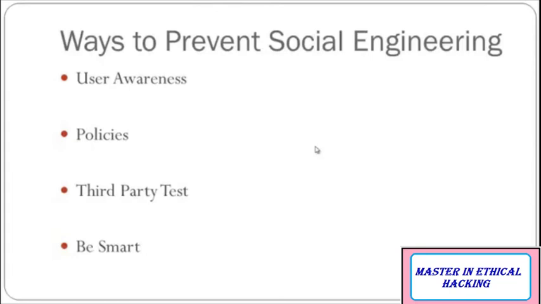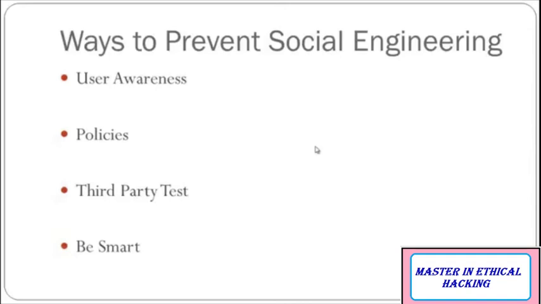That means a company should conduct some ethical hacking or third party test. Having a third party come to your company and attempt to attack your own network, the third party will attempt to glean information from employees using social engineering, and it helps detect the problems that people have with security. And finally, you need to be smart.